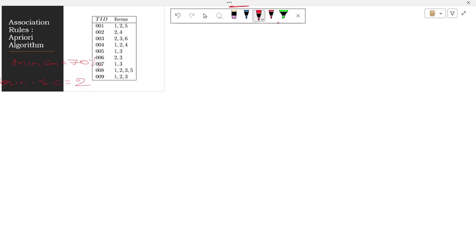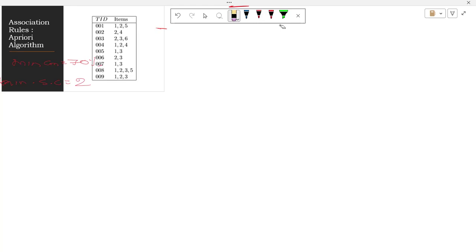So if you find the transactions with count greater than or equal to the minimum support count, then we can say that is a frequent item set, right? So the first step in the Apriori algorithm: if I give you a table of transactions, first you need to find all the one item sets. That is your first thing.